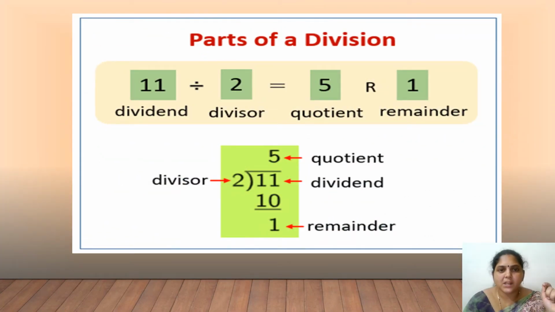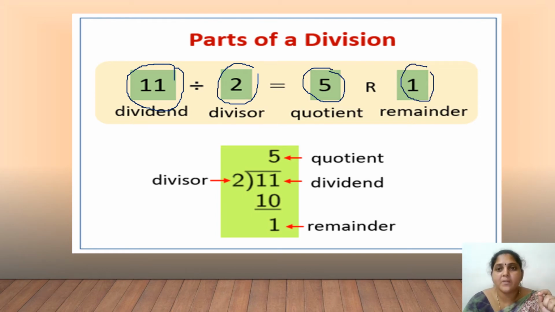Now we will see what the parts of division are. Parts of division. What is your dividend here? 11 means the number 11 which you are going to divide. With which number are you going to divide? You are going to divide by the number 2. 2 is our divisor. When you divide 11 by 2, you will get a quotient, and if a remainder is there, you will get a remainder also. So what is your quotient here? Your quotient is 5 and your remainder is 1.